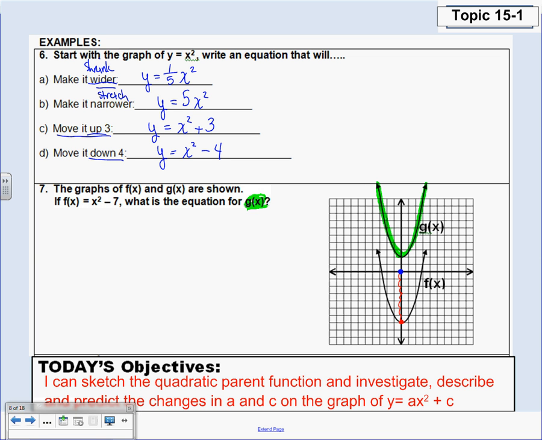And when I talk about moved or shifting, I am starting from the origin, which is where the parent function began, and seeing how far it moved up or down from that origin. So from the origin, g of x went up 2. So g of x moves up 2, which means our equation for g of x is going to be x squared. I moved up 2, so plus 2 on the end.